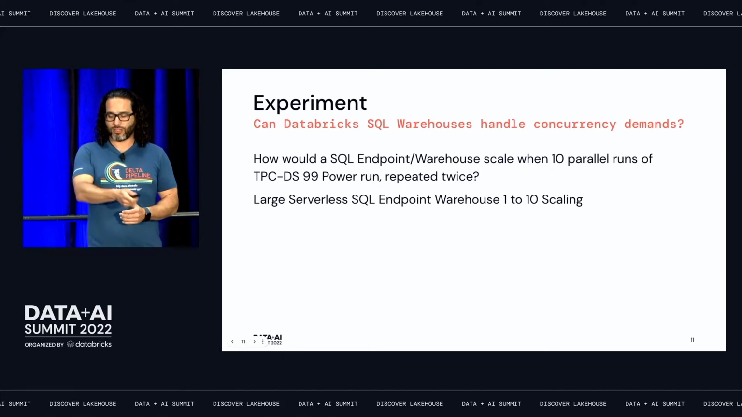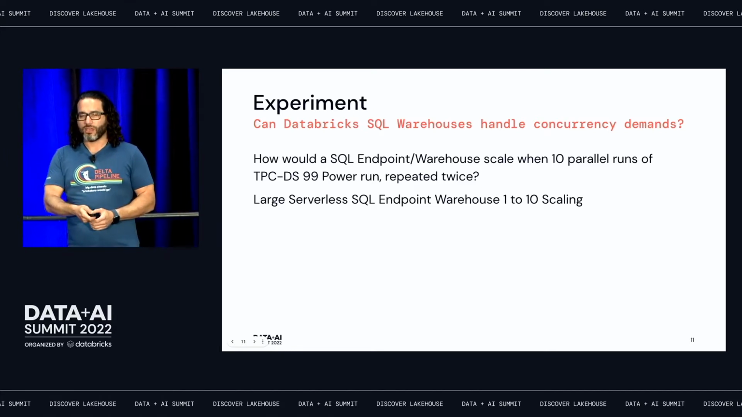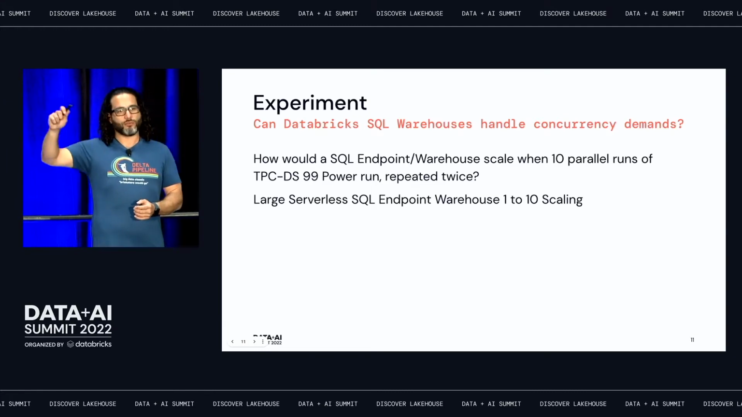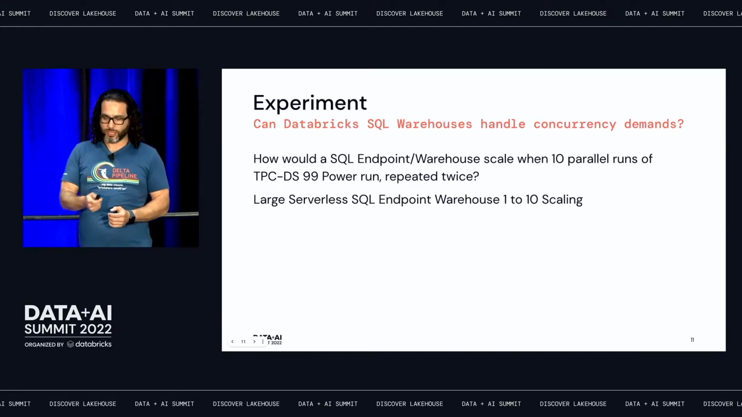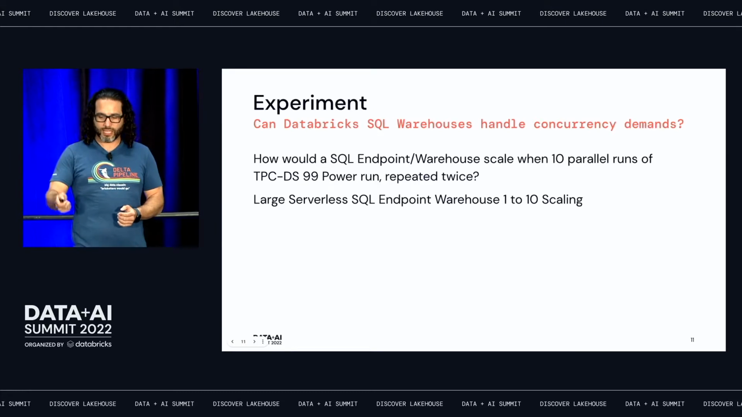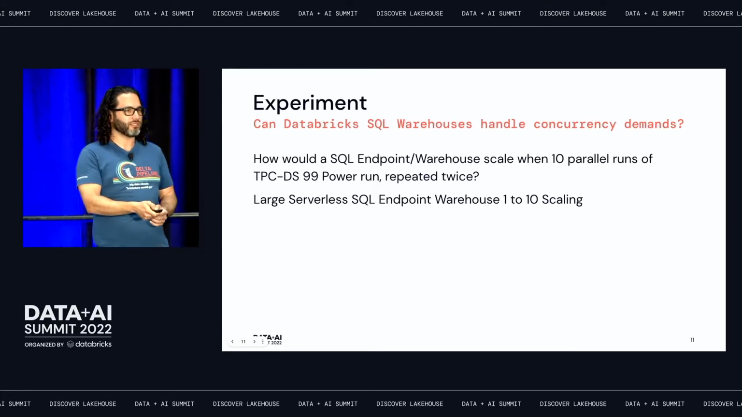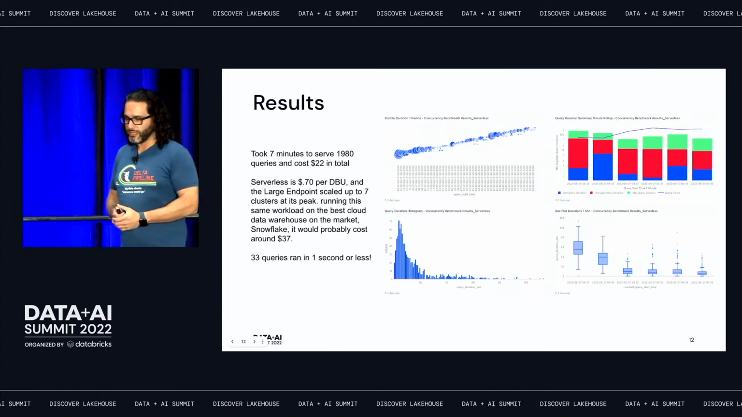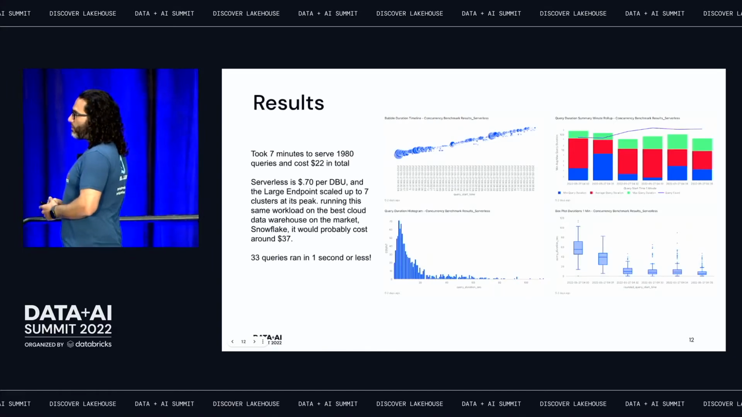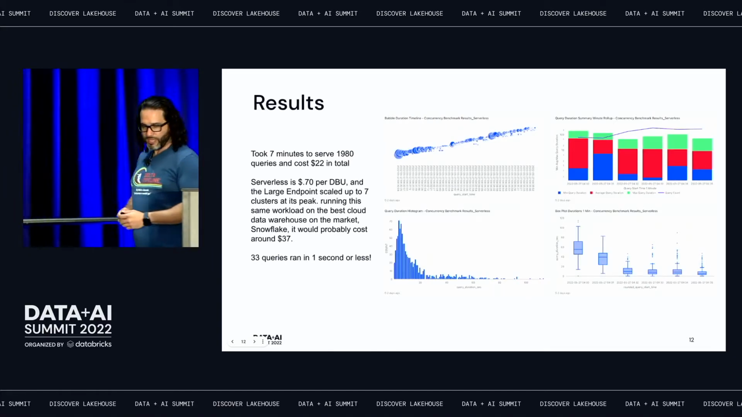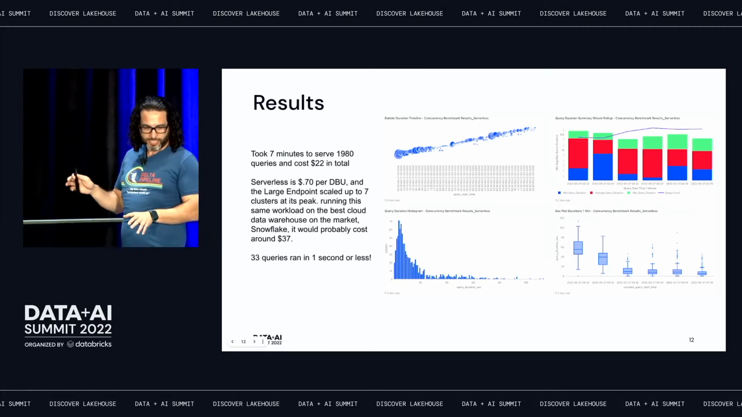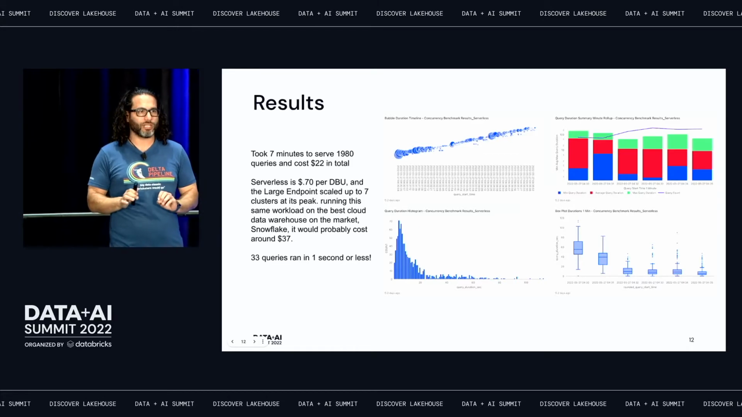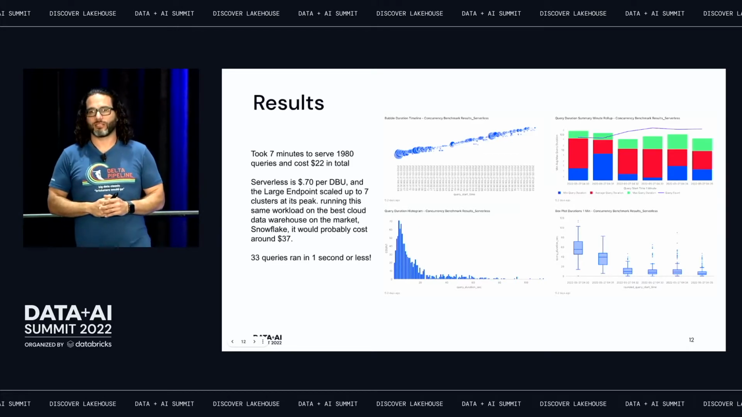And we said we want a large serverless endpoint, and you can scale between 1 and 10. But you figure it out when you get there, when you start getting the queries. So this is the experiment. Can Databricks SQL Warehouse handle high concurrency demands? The results are in. Essentially, what we found was that we can finish about 1,980 queries in about 7 minutes. And it took about $22 to complete this benchmark.